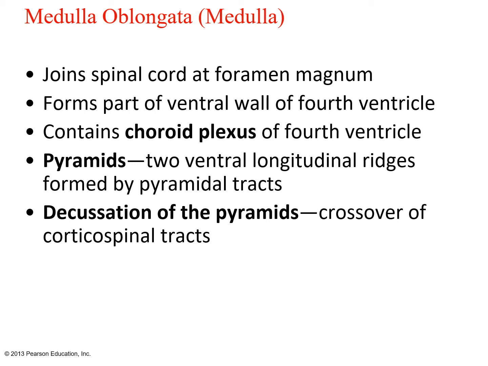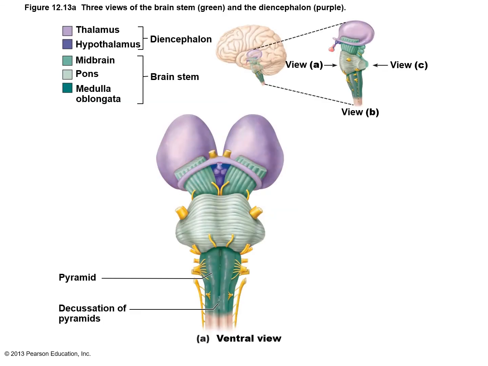Now located in the pyramids is a point of decussation, which is where the corticospinal tracts, in other words, tracts leading from the cerebral cortex to the spine, cross over from one side of the body to the other side. So again, here we see highlighted the pyramids and the decussation of the pyramids.